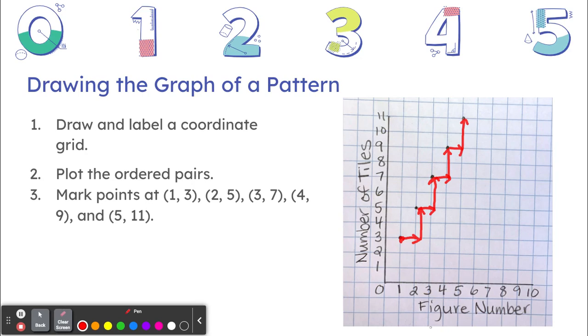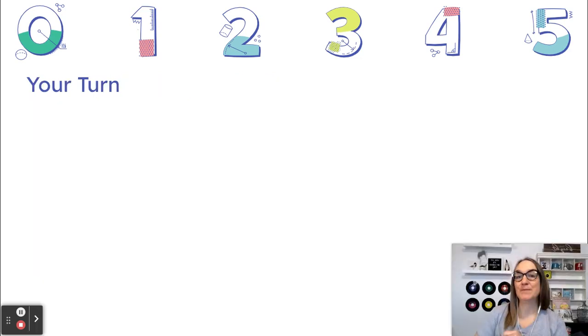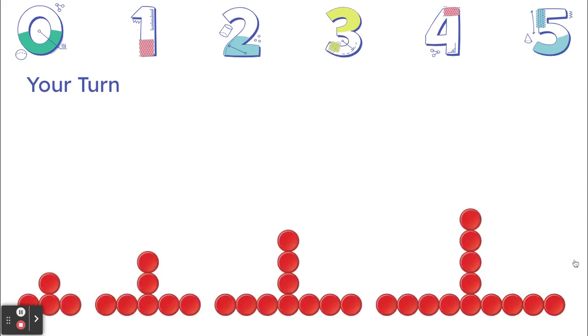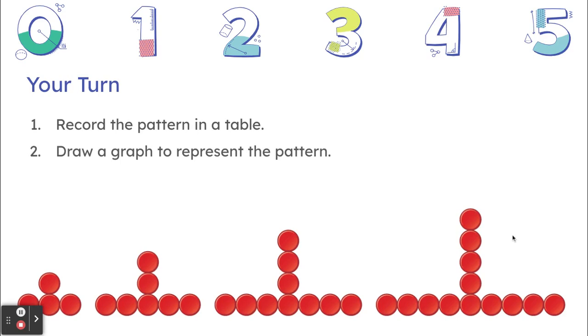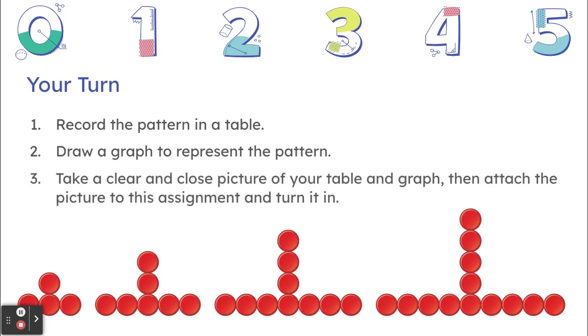Okay, now it's your turn to apply what you've learned about drawing the graph of a pattern. Here's a pattern represented with counters. Your job is to record this pattern in a table and then draw a graph to represent the pattern. Finally, take a clear and close picture of your table and graph, then attach the picture to this assignment in Google Classroom and turn it in. Good luck, and make sure to ask me for help if you need it.